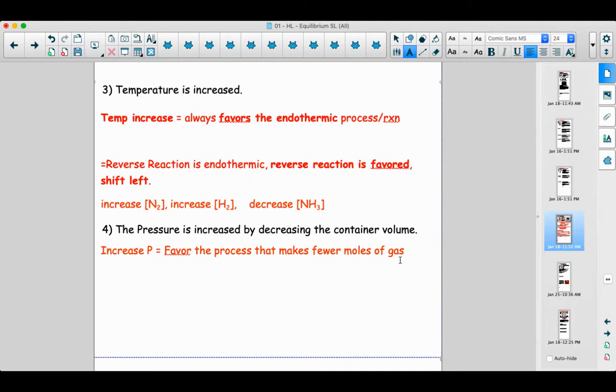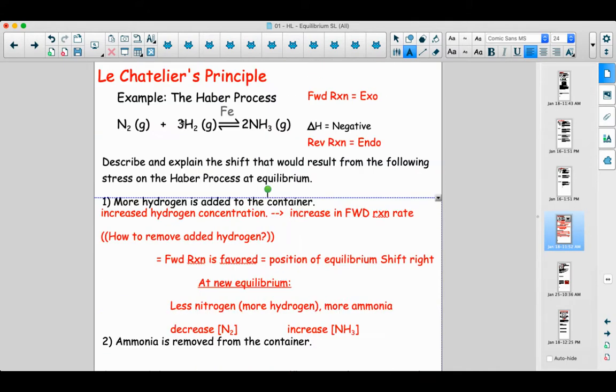But the general rule is increasing pressure will favor the process where there's fewer moles of gas, fewer particles of gas, but you have to say of gas. You can't just say it goes to the side with less particles. It's the side with less particles of gas. So in this example, there's 4 moles of gas on the reactant side, and there's 2 moles of gas when those same atoms are arranged as products. They exist as fewer particles.